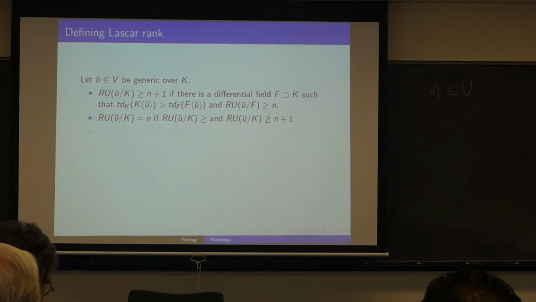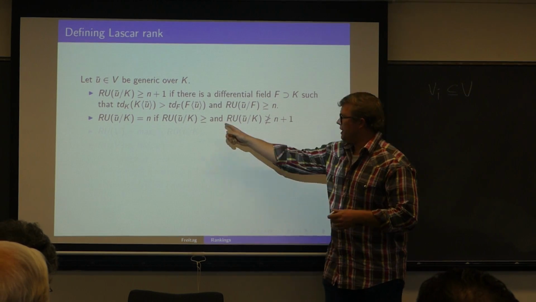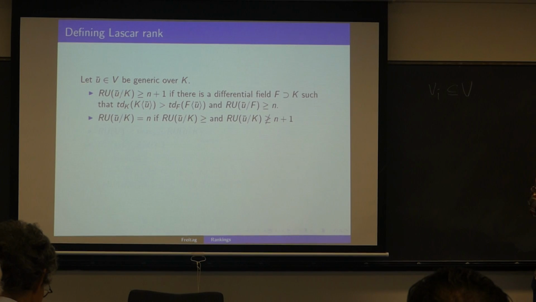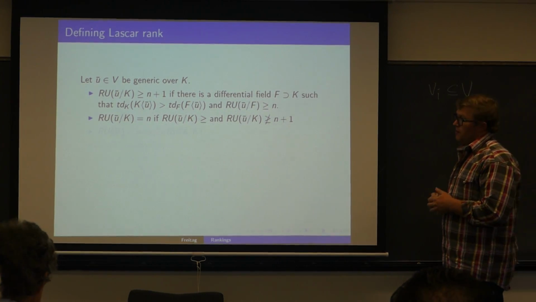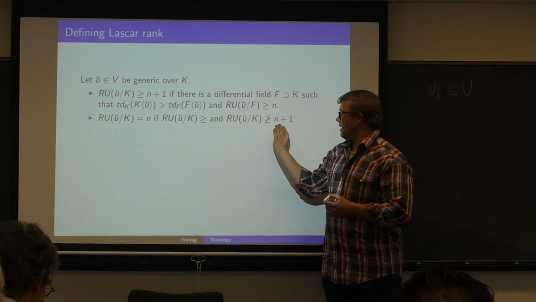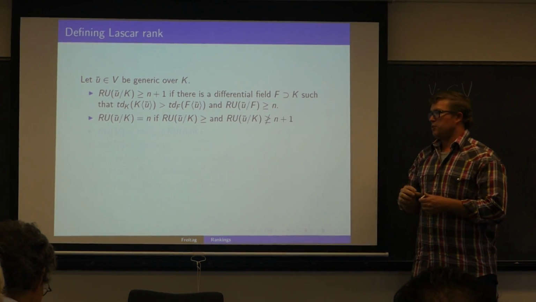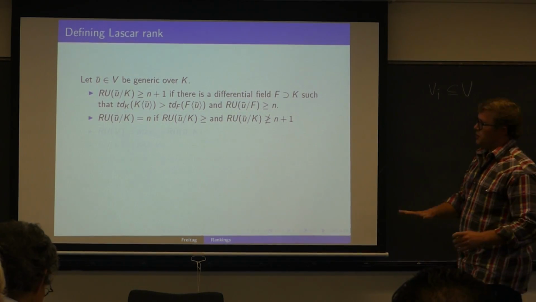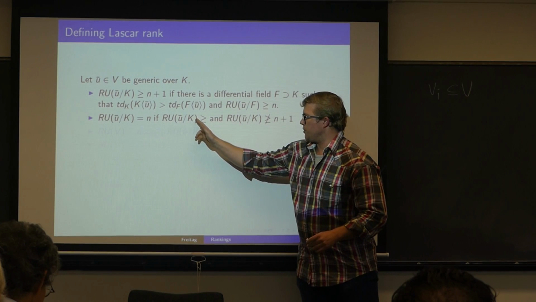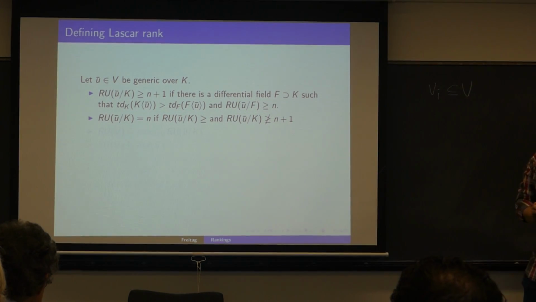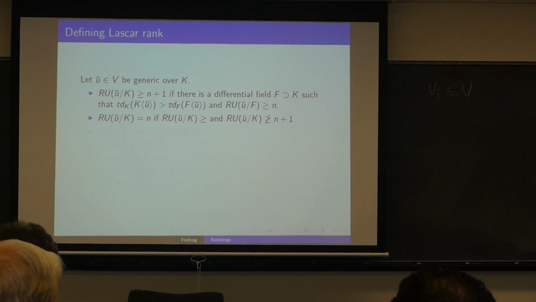And just like before, I made the same typo. There should be an n right here. So a point is U rank n, the Lascar rank n, if its Lascar rank is at least n by the first bullet point, and not at least Lascar rank n plus 1. Okay? So, sorry. This should say, the U rank of u bar over K is greater than or equal to n. All right. We'll consider some examples so you can get a sense of it.